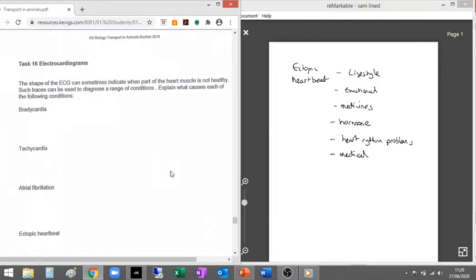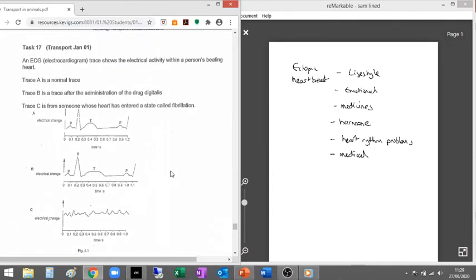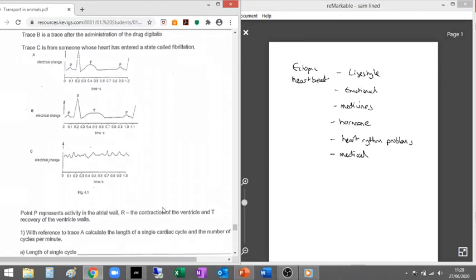Either way, let's go down to the first little bit of main questions now, task 17. We've got a normal trace, A. We've got a trace after the drug digitalis. Oh, I know, that's the one from foxgloves, Dr. William Withering. I've a sneaky feeling it was used as a poison because it would stop people's hearts if you gave them too much. And C is a fibrillation. That's all the uncontrolled beats. I can't work out any real P waves or Q or S waves there, so that really is atrial and ventricular fibrillation it's looking at.